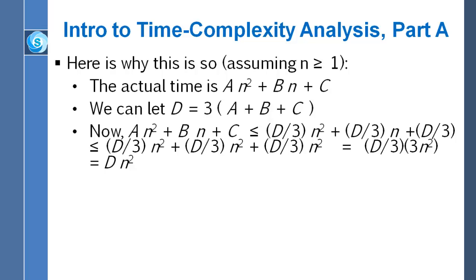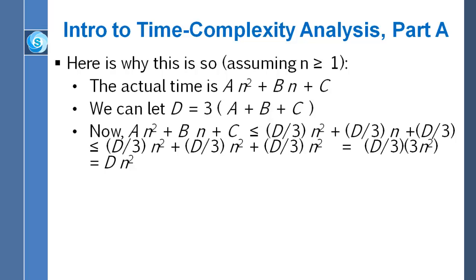And of course, I am assuming that a, b, and c are non-negative, all right? They're probably positive, but in any case, they're not negative. So d over 3 is equal to a plus b plus c, and that's greater than or equal to a. It's also greater than or equal to b. It's also greater than or equal to c. So for that reason, I can make this first step. The original polynomial is less than or equal to d over 3 times n squared plus d over 3 times n plus d over 3.